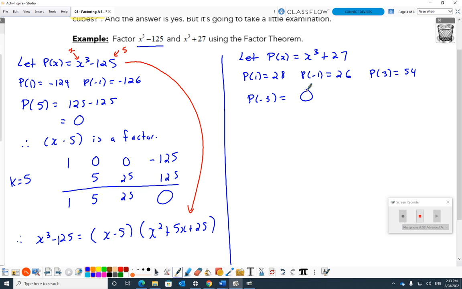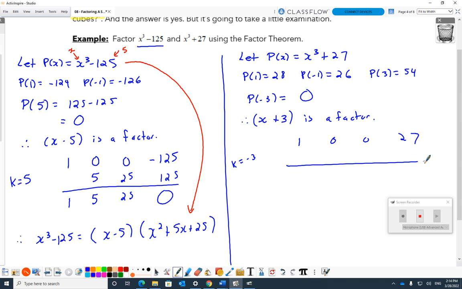Anyways, big moment from the assignment. Therefore, x plus 3 is a factor. That's what the assignment was saying: if you sub in something and get 0, you found a factor, because there won't be a remainder there. So now I'm using k equals negative 3, with 1, 0, 0, 27.